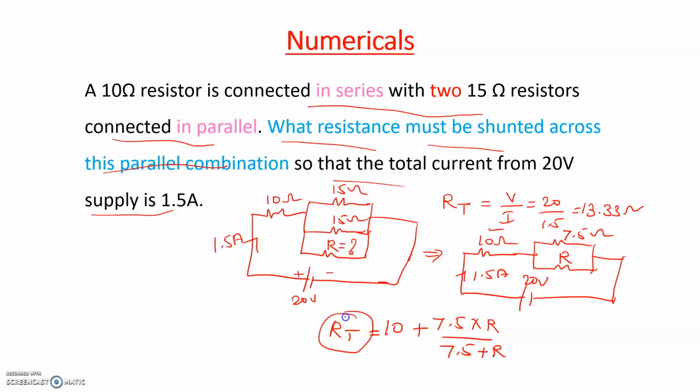So what is the value of RT? RT is 13.33 ohm, so 13.33 minus 10 is equal to 7.5 into R divided by 7.5 plus R. Solving this, we get R equal to 5.9989, which is approximately 6 ohms.